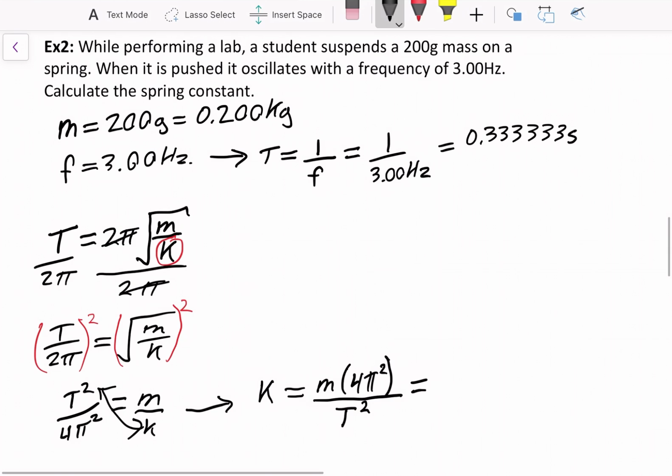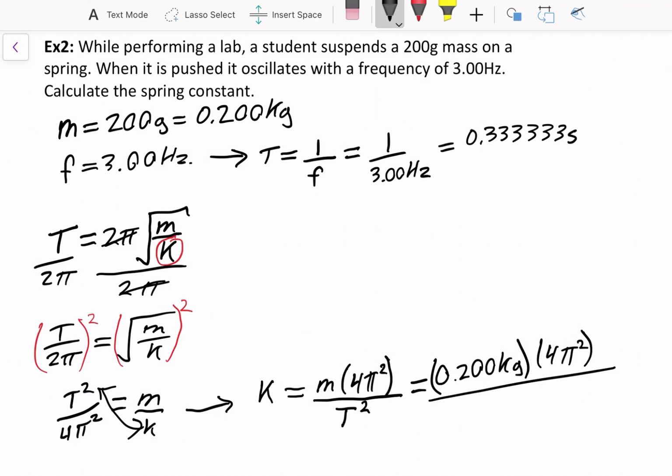So anyways, k here is going to be equal to that 0.200 kilograms multiplied by 4 pi squared divided by T squared. T we said was 0.33333 seconds squared. And if we plug this into our calculator, we should work this out to be that our spring constant is 71.1 newtons per meter.